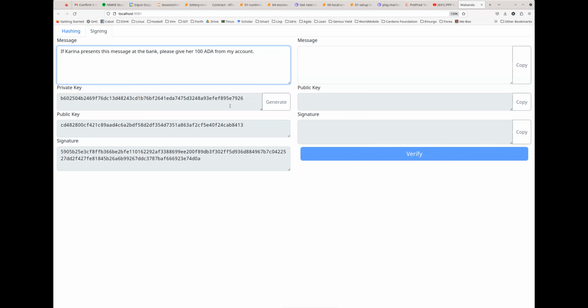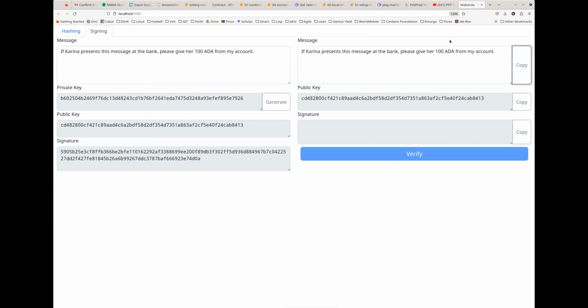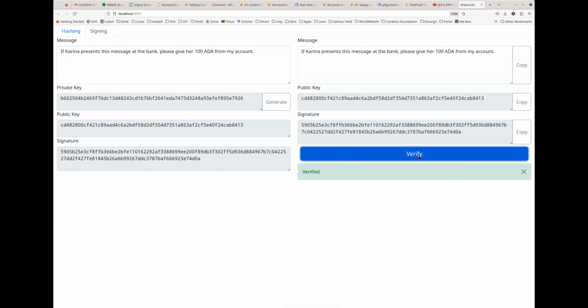So I have my private key and the public key, and now each message can be digitally signed with my private key. So now if Karina gets this message and takes it to the bank with my signature attached, the bank knows my public key. Karina gives the message and the signature to the bank, and now the bank can verify that indeed the owner of the private key, aka me, created the signature for this message.